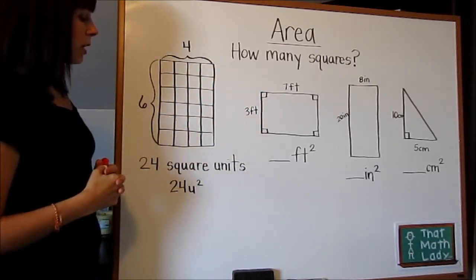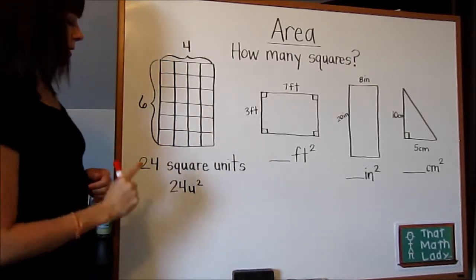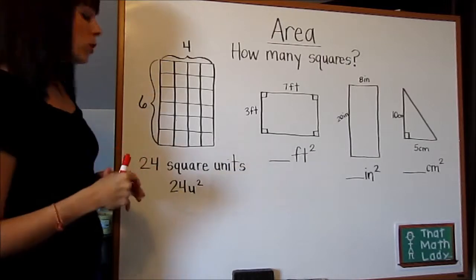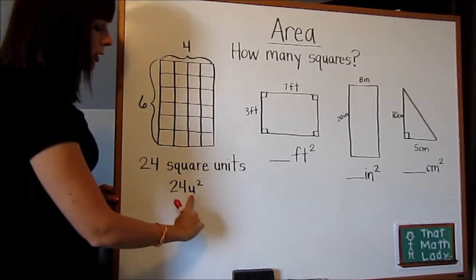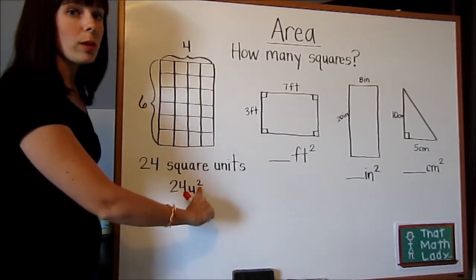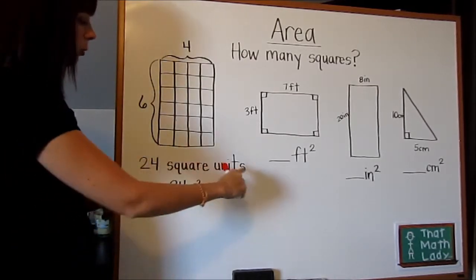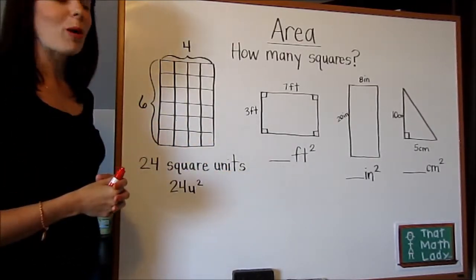I can write it in 2 different ways. I can write 24 square units, spelling it out, or the shorthand of doing that is 24 units with the exponent 2, and that means squared. Okay, so 24 units squared, or writing it all out, either way is acceptable.